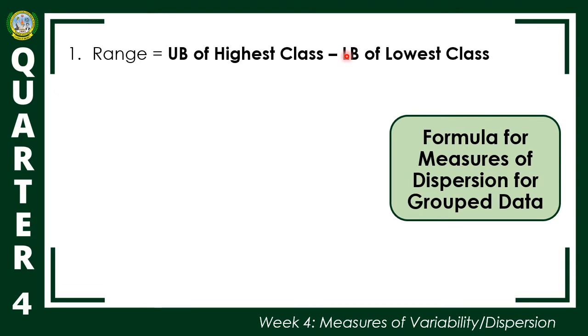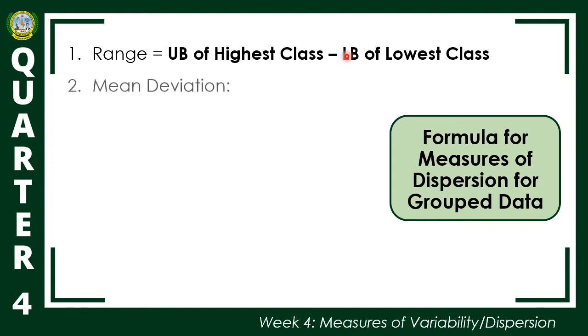First is the range. Range is the difference of the upper boundary of the highest class and the lower boundary of the lowest class. So, halos katulad lang din nung sa ungrouped. Ang sa ungrouped ay highest score minus lowest score. So, since our data nga po is presented in a frequency distribution table, ang gagawin po natin is to get the upper boundary of the highest class, meaning we have to add 0.5 to the upper limit of the highest class, and then get the lower boundary of the lowest class by subtracting 0.5 from the lower limit of the lowest class. Okay, so I will be showing an example later.